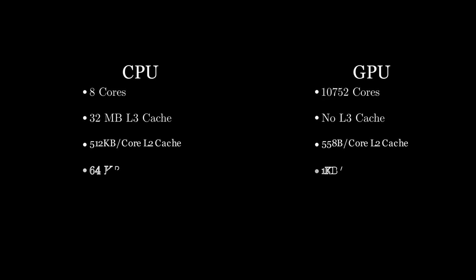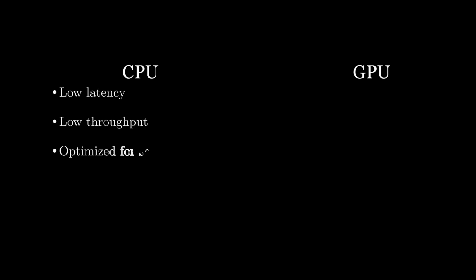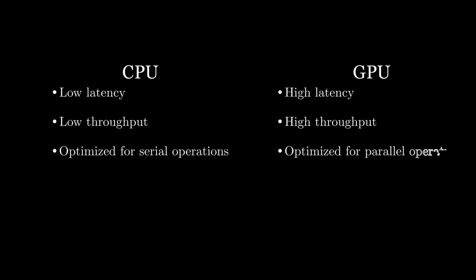Both architectures have their advantages and disadvantages. They are just meant to solve completely different problems. I like to give an analogy that the CPU is like having 8 Albert Einsteins, and the GPU is like having 10,752 average high school students. The CPU is optimized for running code that runs sequentially, minimizing the latency of the operations, whereas the GPU is optimized for code that runs in parallel, maximizing the throughput.